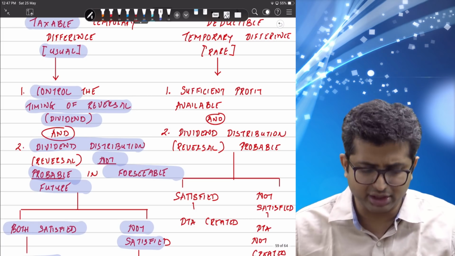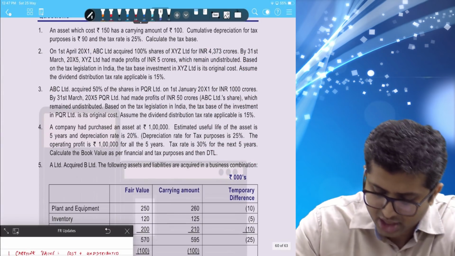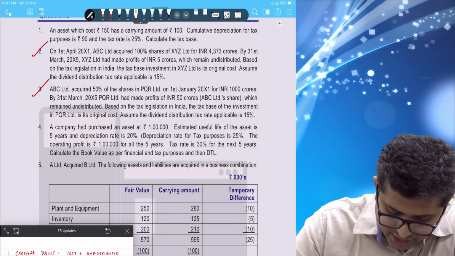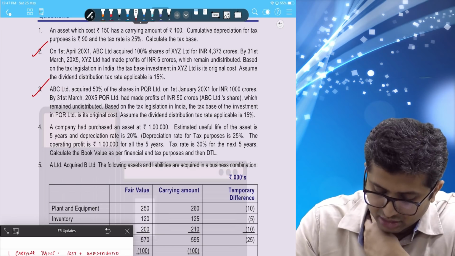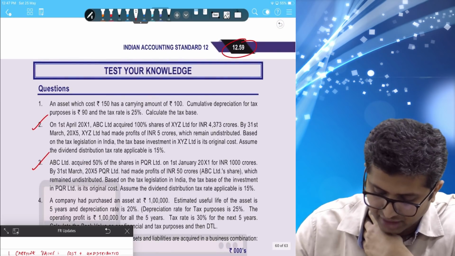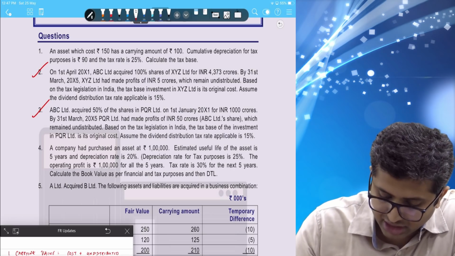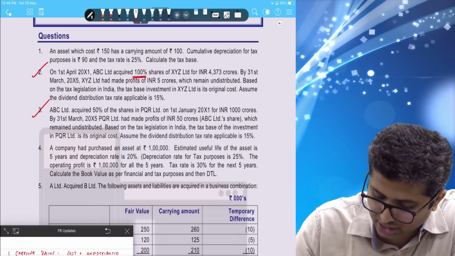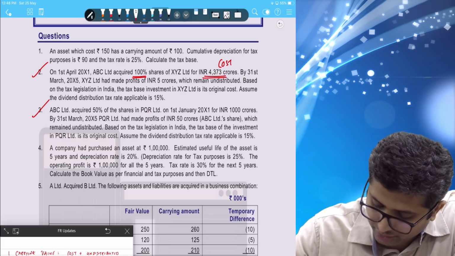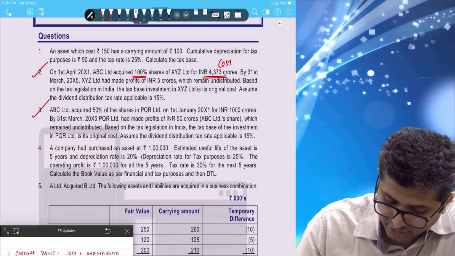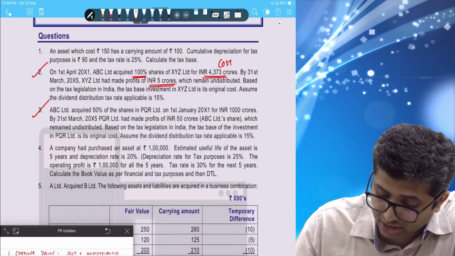So based on this, we'll try to quickly go through the two illustrations and then go to the remaining part of the theory. So the two illustrations that we are discussing here are illustration number 2 and 3. On 1st of April 2011, this is on page 12.59 of the new study material, ABC acquired 100% shares in XYZ for INR 4373, which means this must be the cost. By 31st March 2005, XYZ had made profits of INR 5 crores, which remain undistributed.